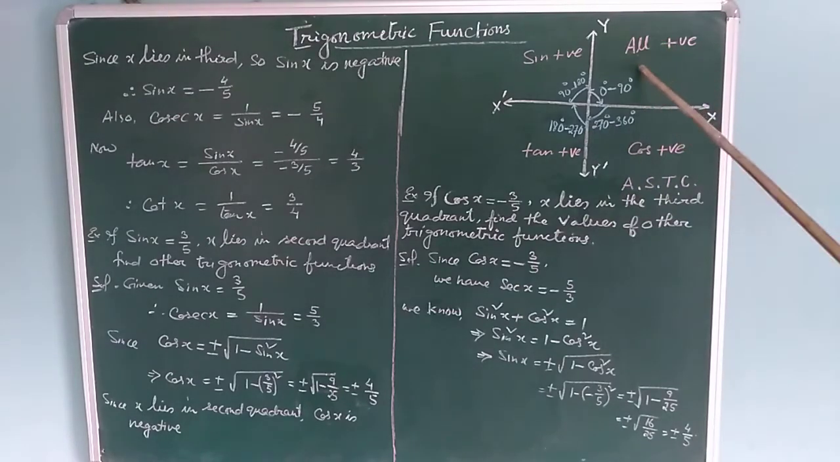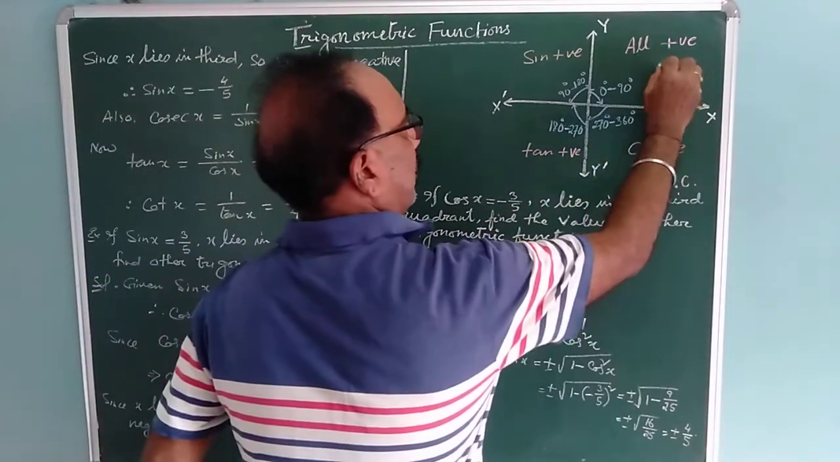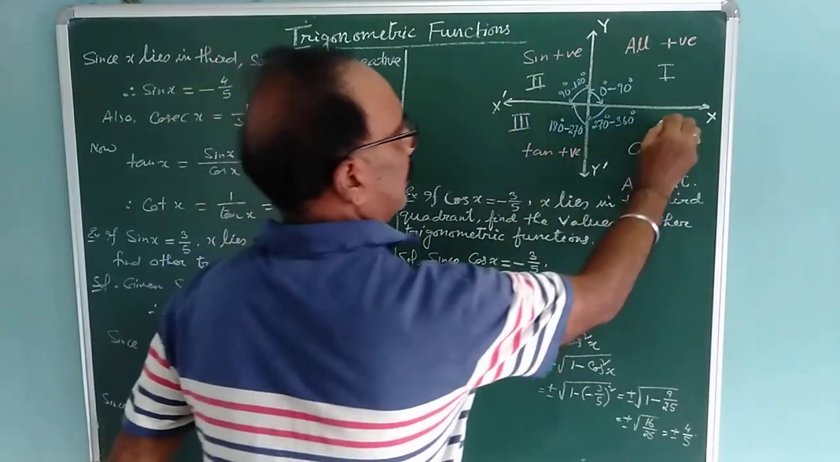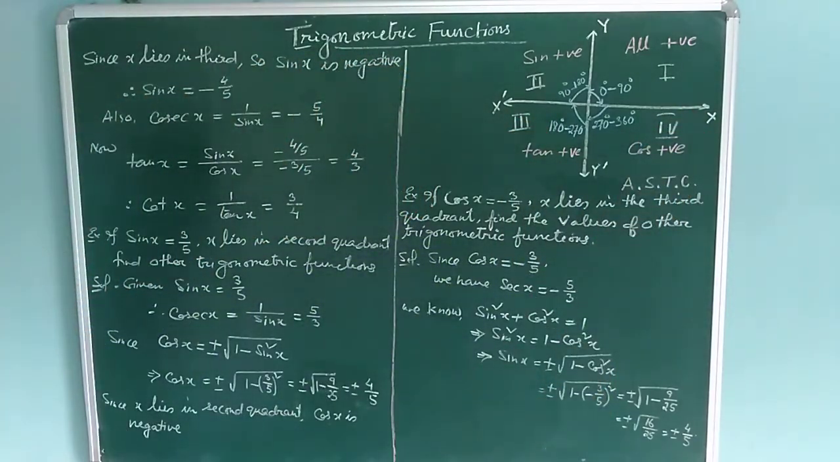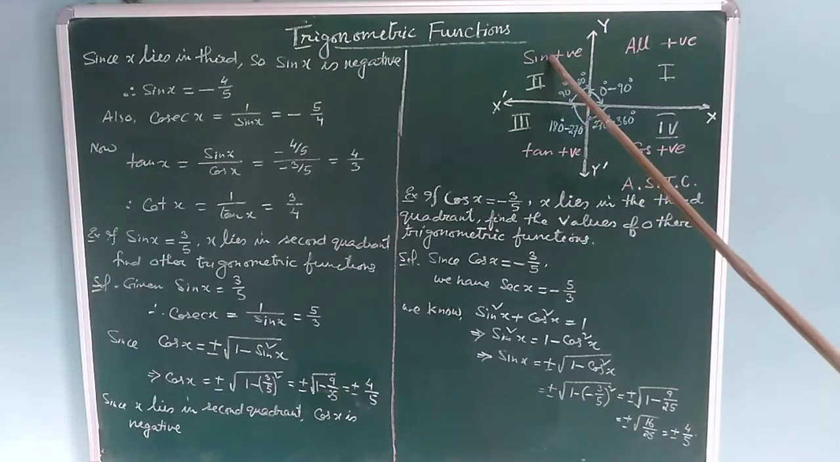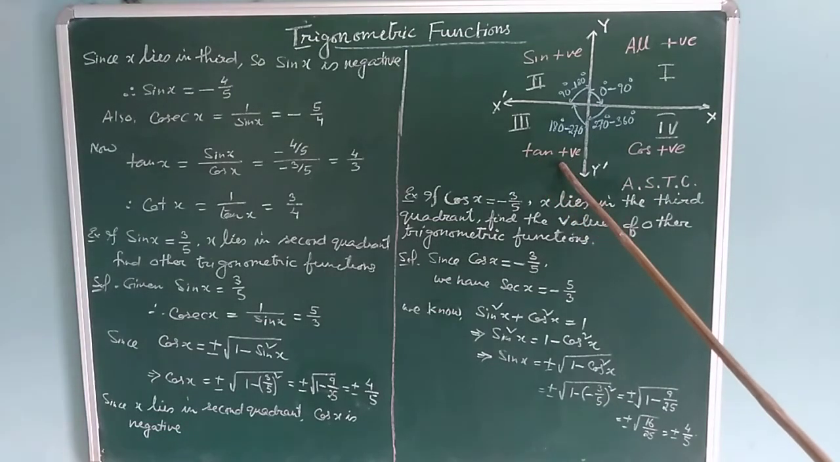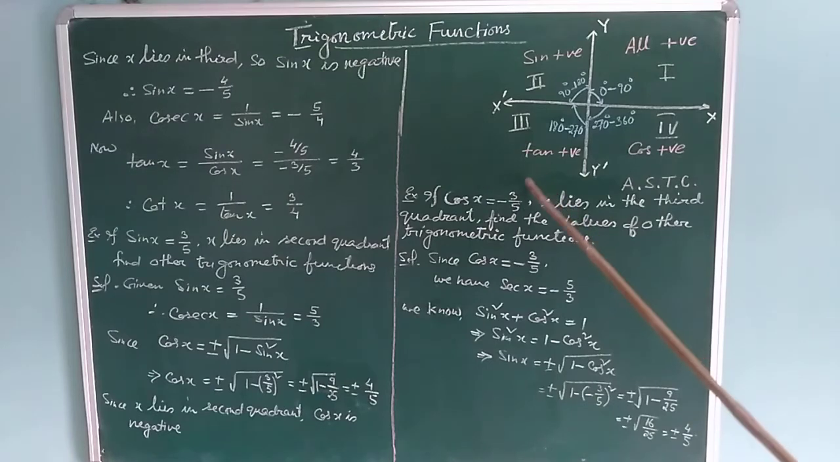Okay, so in first quadrant this is called first quadrant, this is second quadrant, this is third, this is fourth. So in first quadrant all the trigonometric ratios or functions are positive, that's why we have written all positive. In second quadrant only sine and cosec are positive. In third quadrant tan and cot are positive. All the rest of the trigonometric ratios are negative.